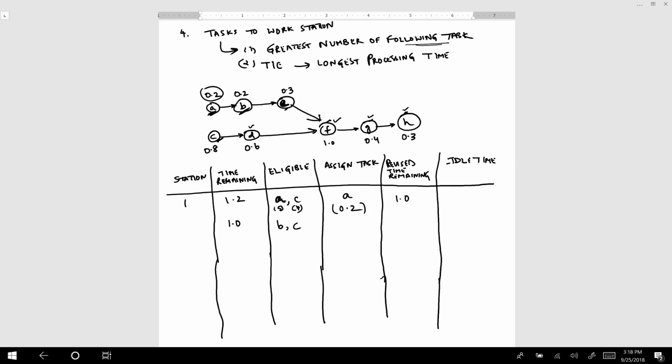Now if you see the following tasks for B, E is 1, F is 2, G is 3, H is 4. So 4 are following. For C also 4 are following. In the case of a tie, it says longest processing time, you will choose that. B has a processing time of 0.2 and C has 0.8. So I will choose C because it has more processing time. So that is 0.8. Out of 1 I used 0.8, so I am left with 0.2. So I will use 0.2 here.